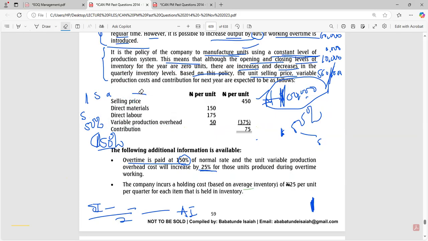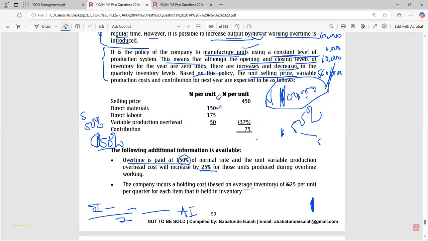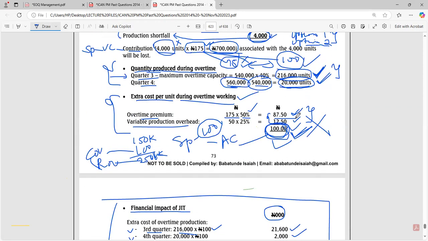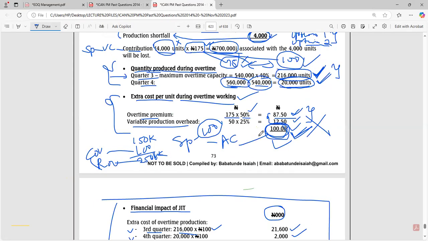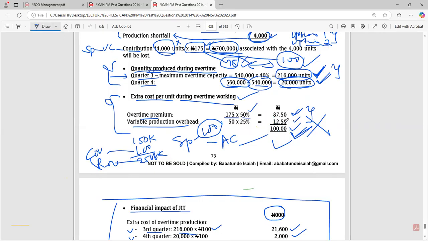They came back to the question using the same selling price, but increasing this amount and this amount. You know this 175 will now become 175 plus that additional. What's that additional? 87.5, which is the additional that we are paying for overtime. I got DMs. They were unable to provide a solution to it. Then this other 50 will not be 50 again. It will be 50 plus 12.5. Let me clean it so you see it. 50 plus 12.5. That's the additional you are incurring for overtime.